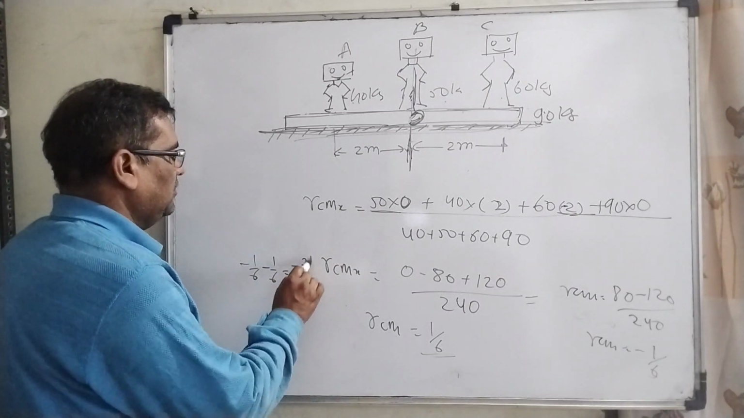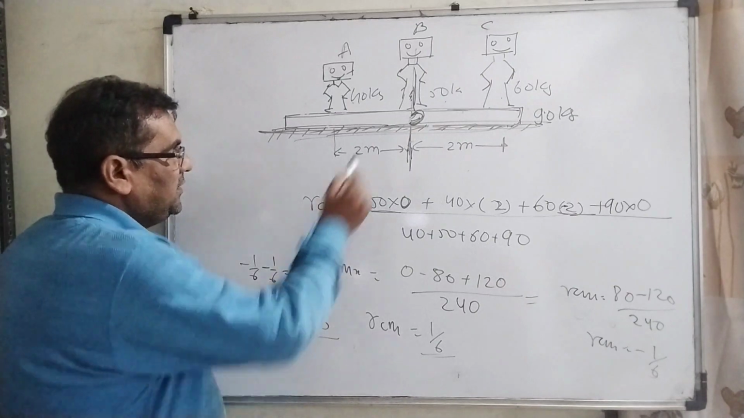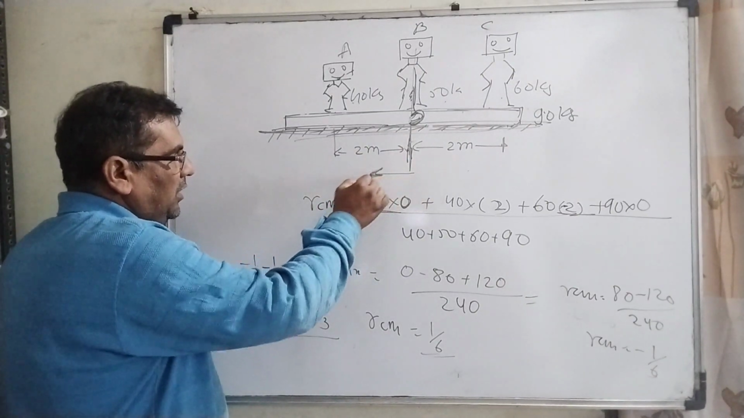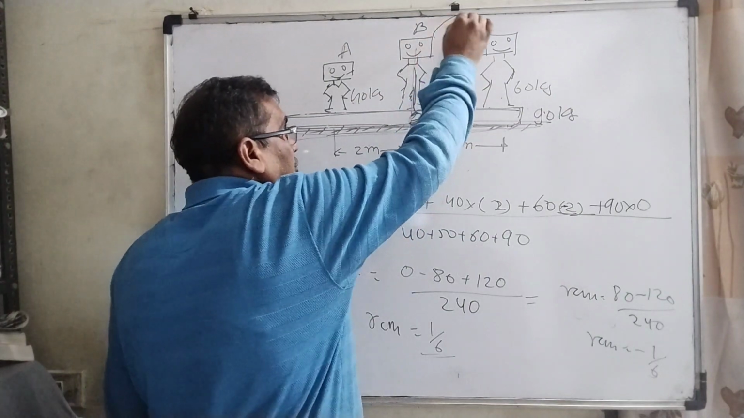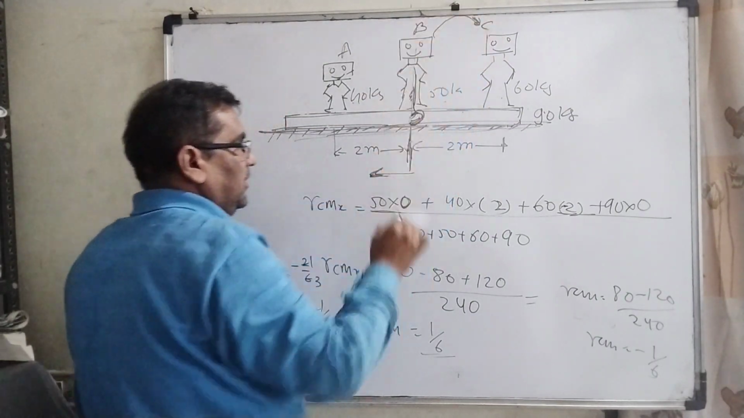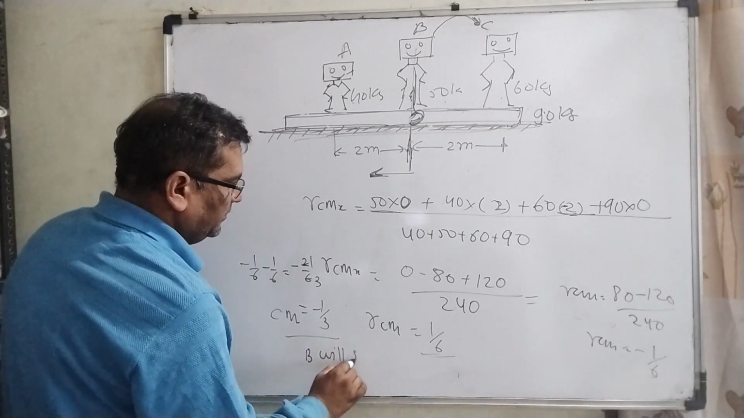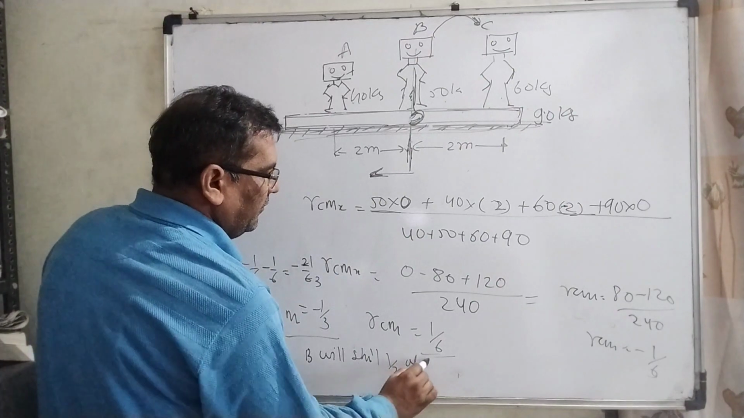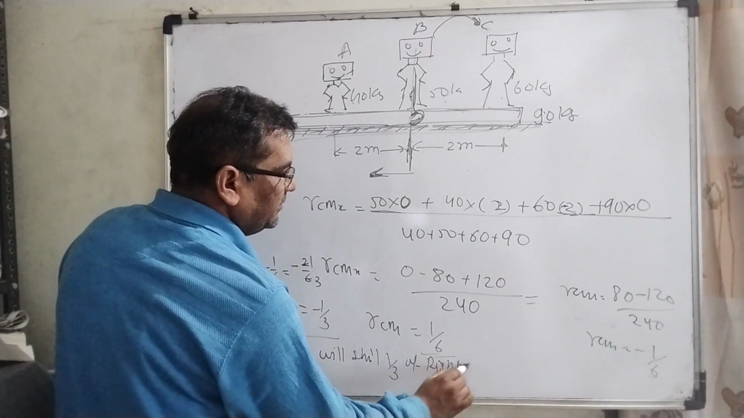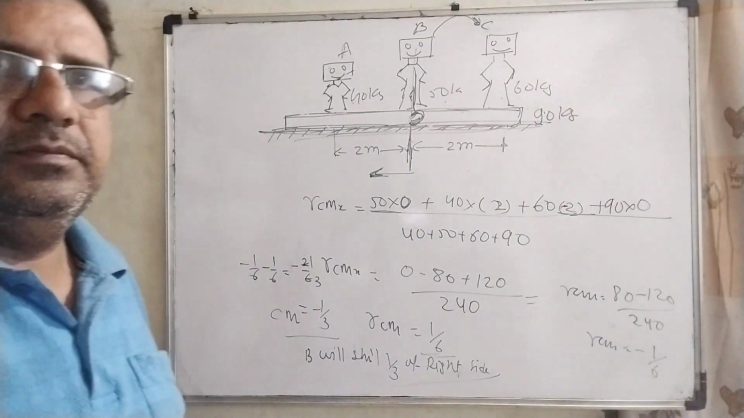2 by 6. Then the center of mass changes and reaches towards the right side. So B will shift 1 by 3 to the right side. B will shift 1 by 3 to the right side. This is the correct answer.